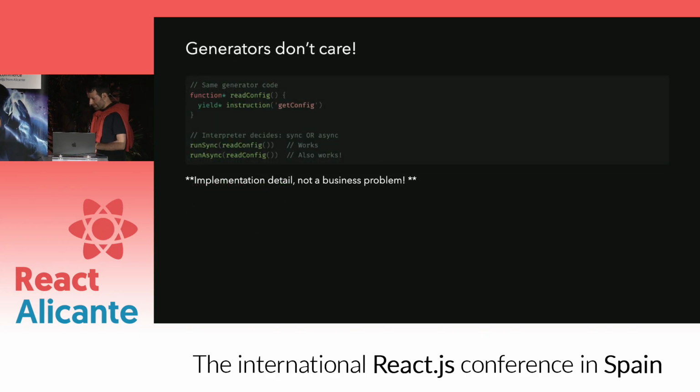But with generators, again, we don't care, because it's the consuming interpreter that decides if the instruction is synchronous or asynchronous. From the business logic implementation of the generator function, we don't care. We just yield an instruction and wait for the response. Will it come synchronously? Fine. Will it come asynchronously? Fine as well.